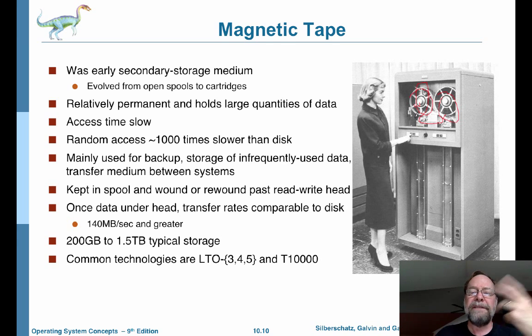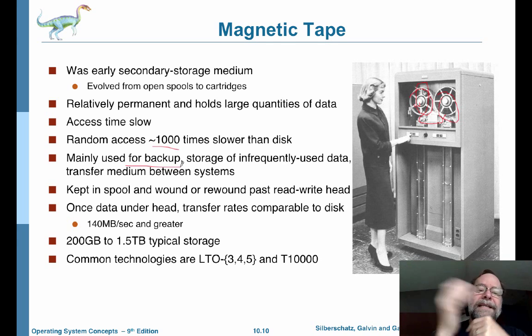They were relatively permanent. That is, as long as you kept the tapes in a cool location away from moisture, they would last a very long time. They could hold very large quantities of data. However, the access time would be very slow because it was sequential access. If you wanted to get at a value on this tape, you'd have to spin the whole tape through the head until you got to that portion of the tape where your information was actually kept. So the tape drives are much, much slower than hard drives. Because of this, they're primarily used as backup.